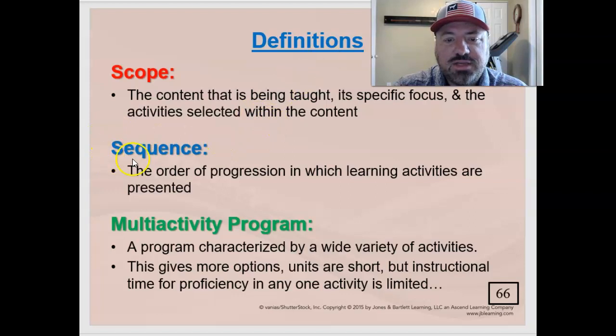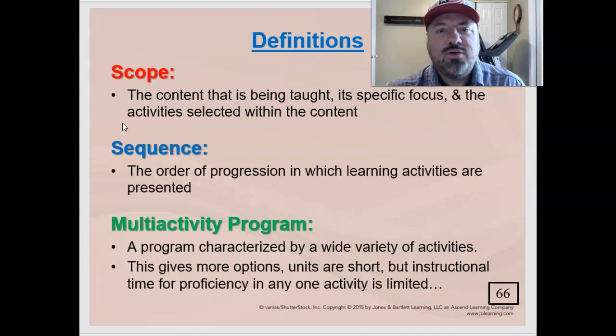The sequence is our next important word we need to define. It's not tricky. It's the order or progression in which learning activities are presented. So when you're sequencing out your curriculum, you might want to start with some basic movement activities and then move to more complex activities like you would do in an elementary curriculum. But even in the high school curriculum, keep that in mind. Start out with things that are simpler movements, have less rules, less strategies, and then build on them.